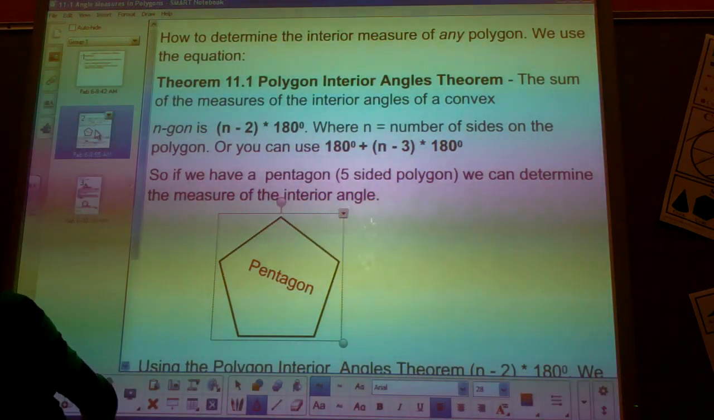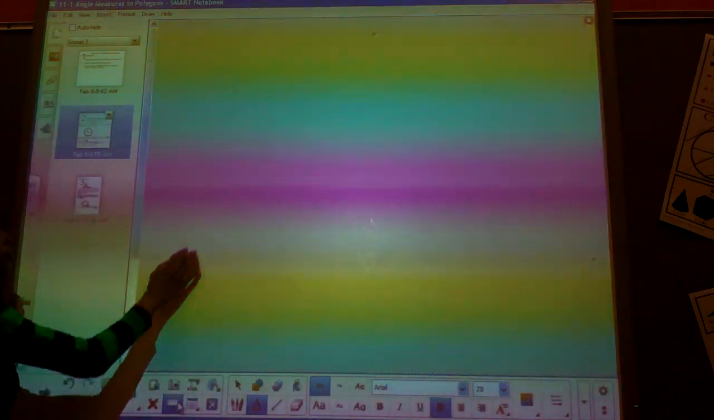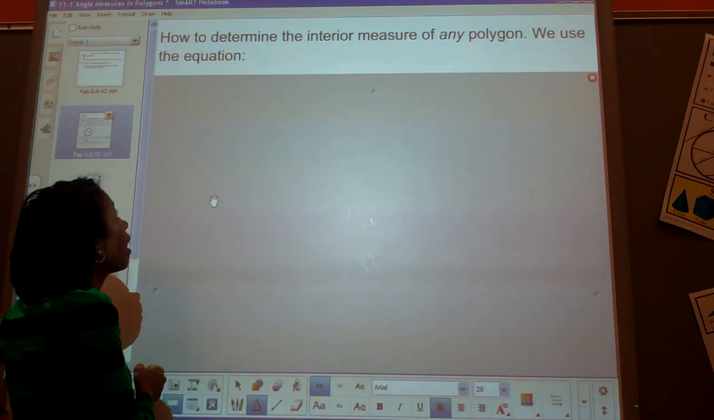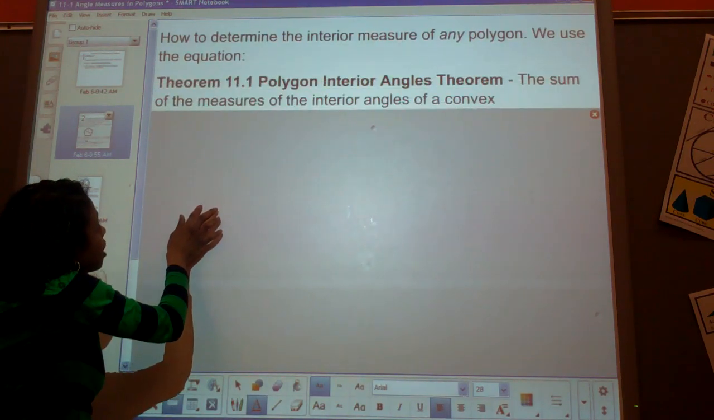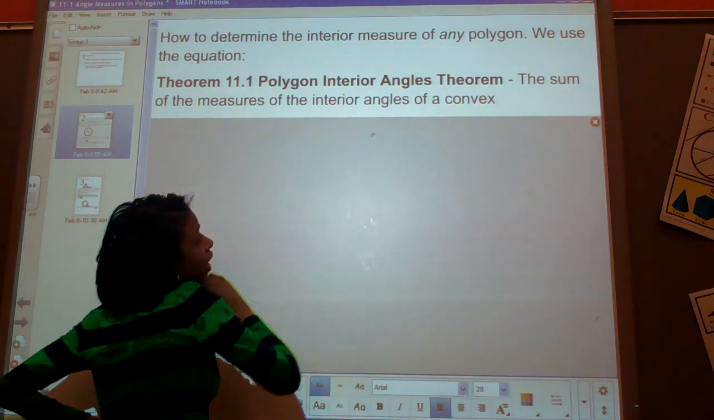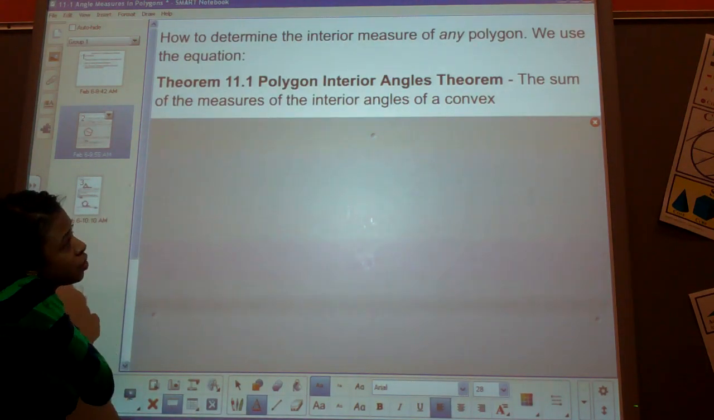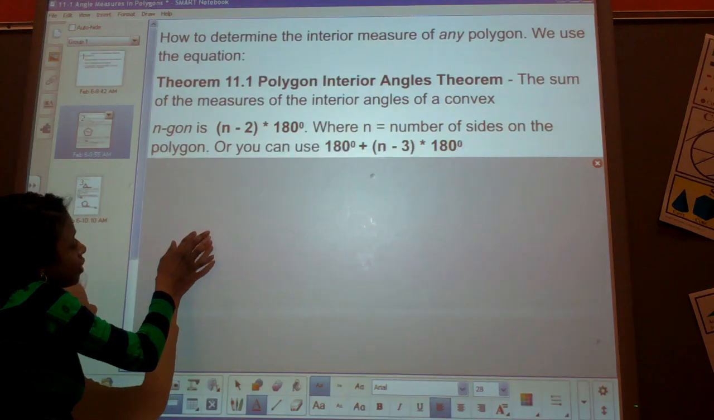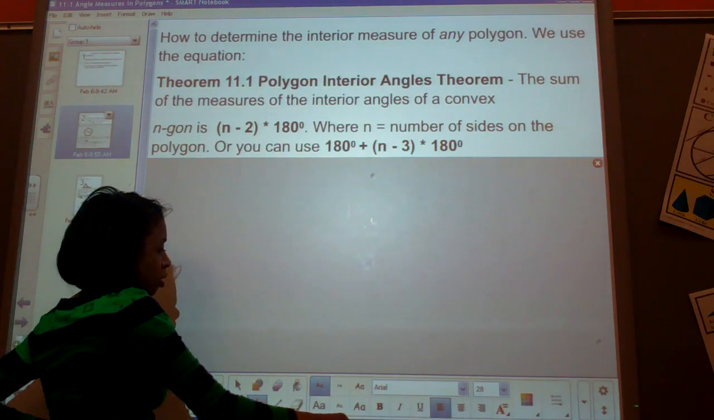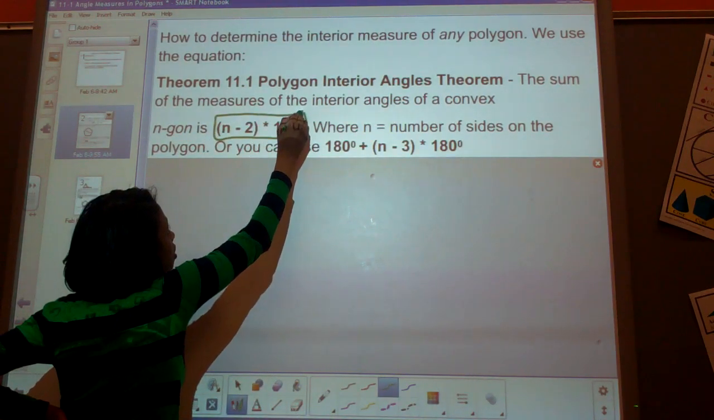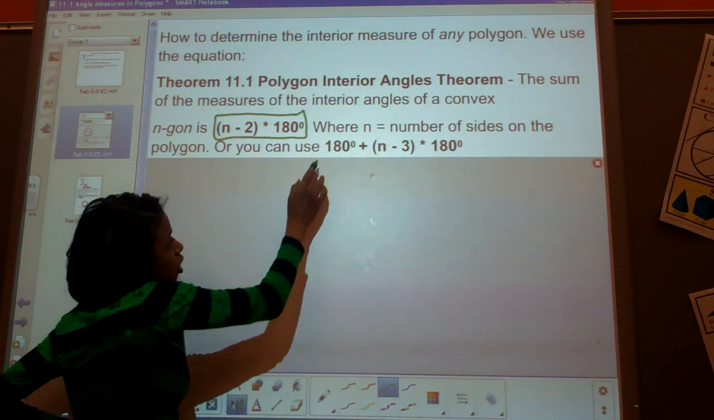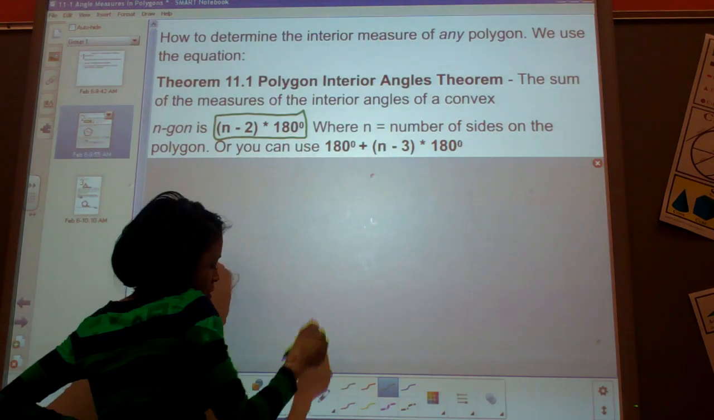Alright, to begin this lesson, we need to look at a few things. First of all, let's say we want to determine what the interior measures of any polygon is going to be. It's simple to do if we use Theorem 11.1, the Polygon Interior Angles Theorem. The sum of the measures of the interior angles of a convex n-gon is n minus 2 times 180 degrees, which is the equation I will be using, where n is the number of sides on the polygon, or we can use 180 degrees plus n minus 3 times 180 degrees.